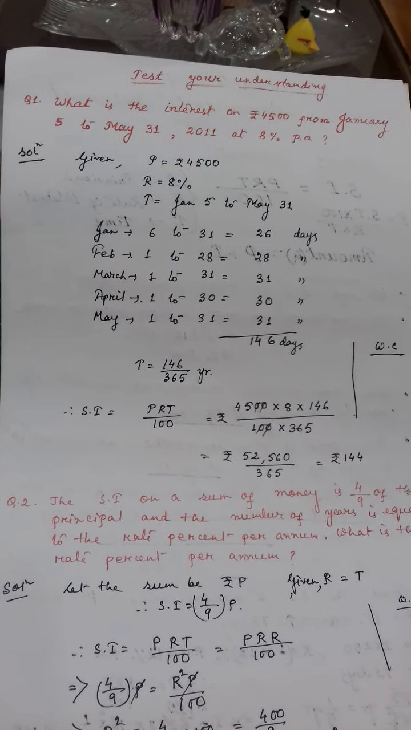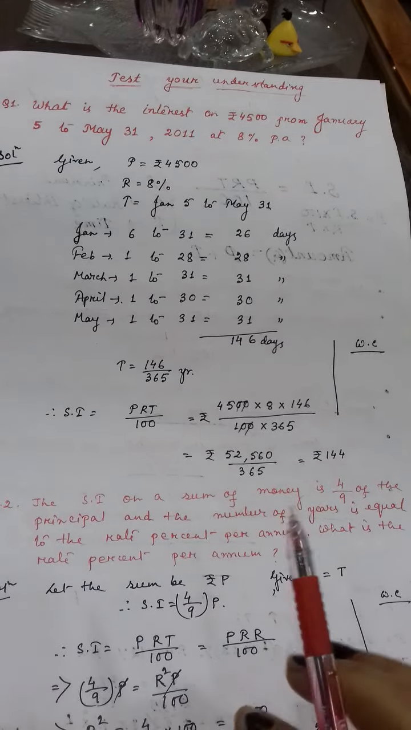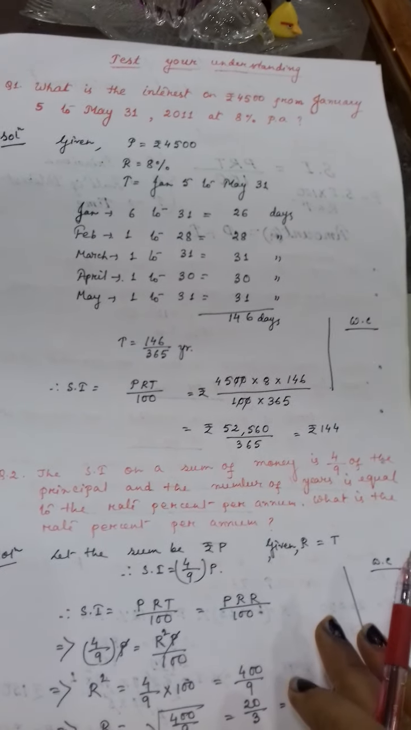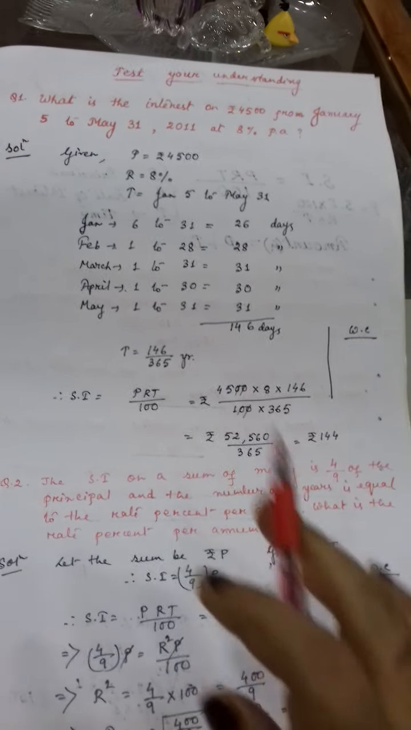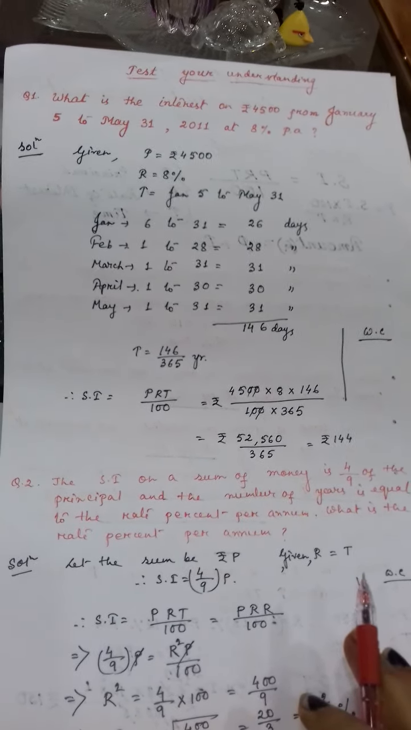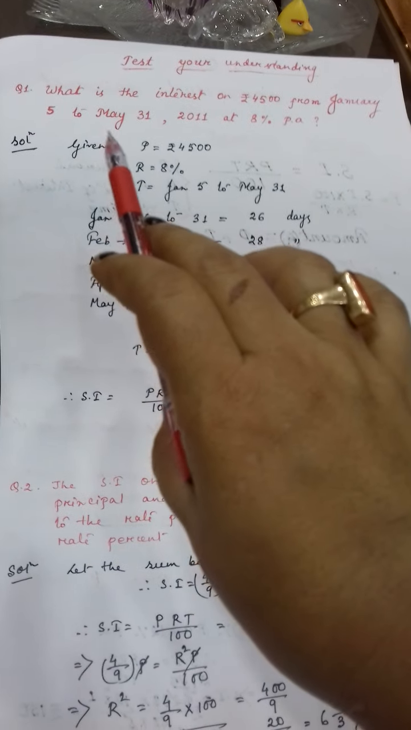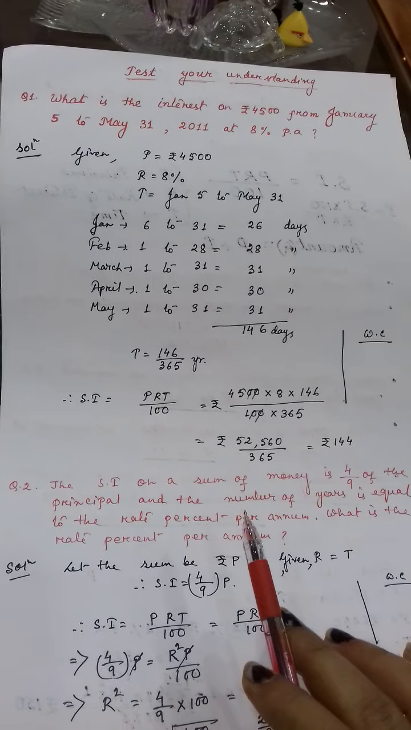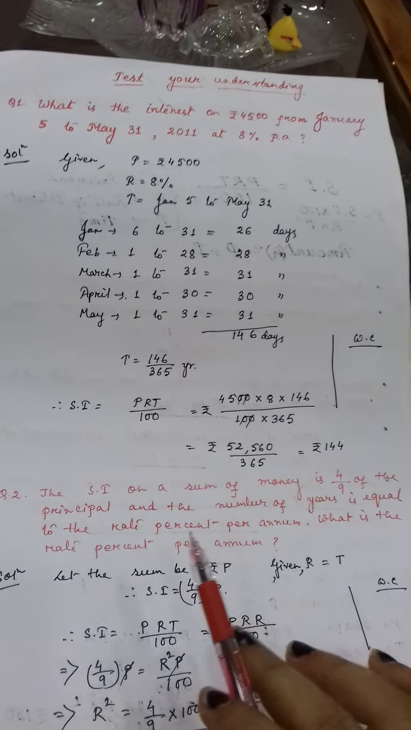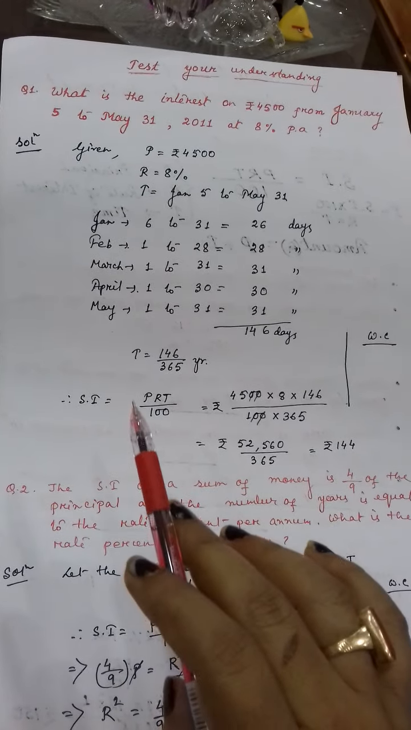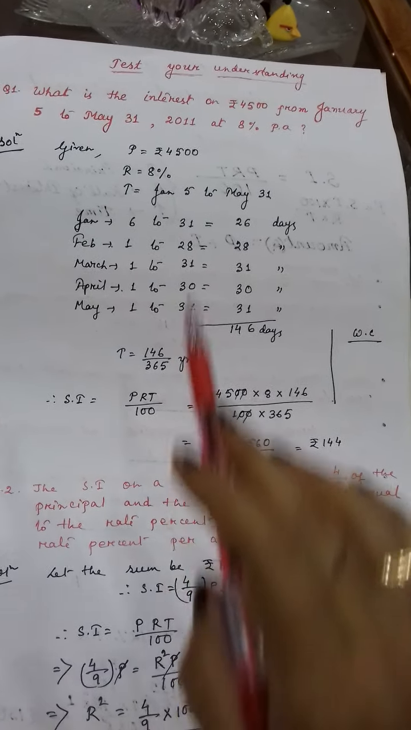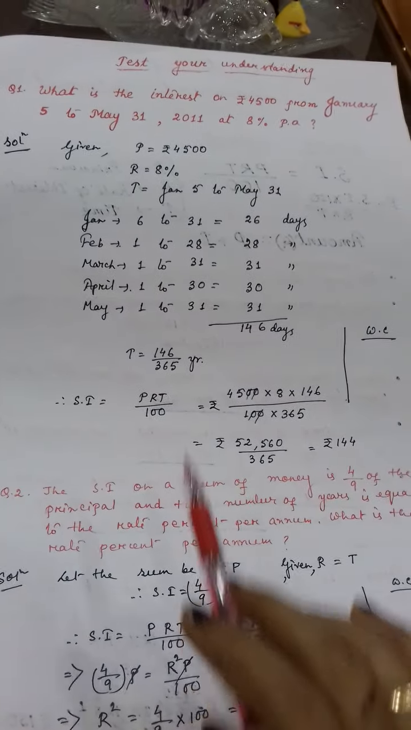Okay, now let's start with some more examples. From your book only, test your understanding. You will notice these two sums are there. Clear? It is different from the previous one. In the previous one, you found out simple interest and amount directly. Now here you have to find out the simple interest, but it is not given in the direct form.